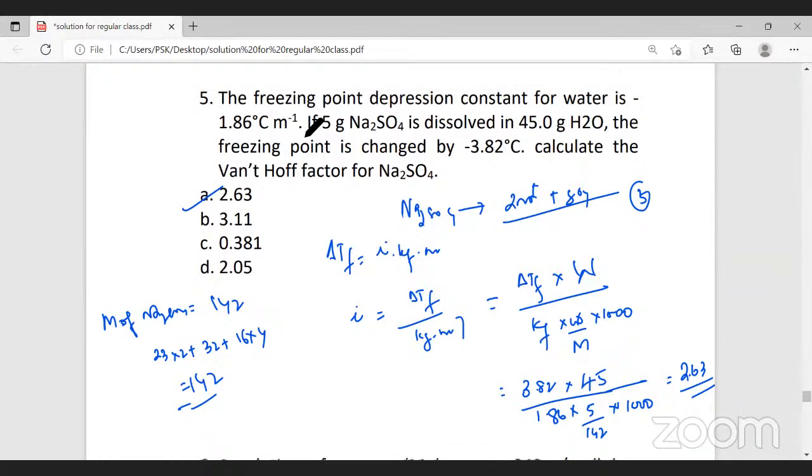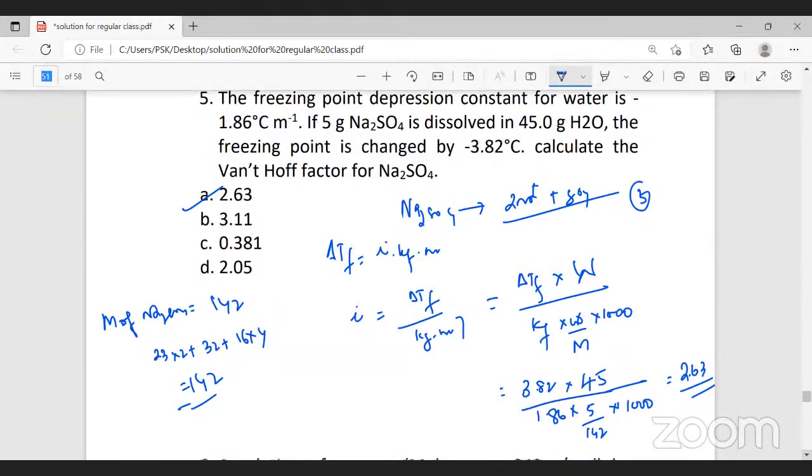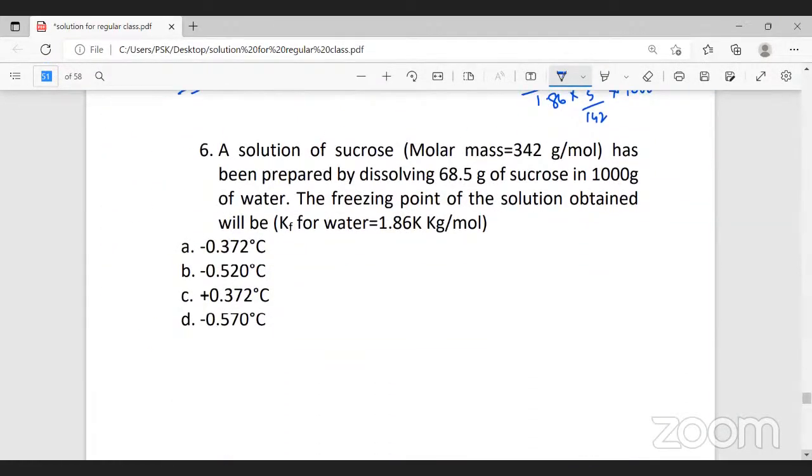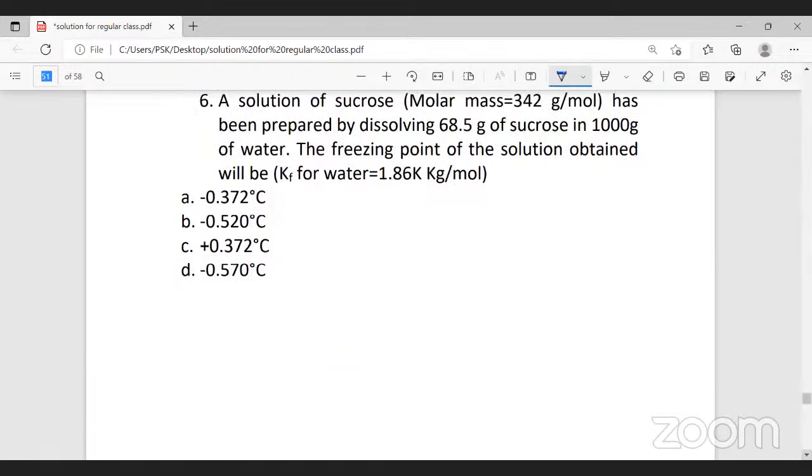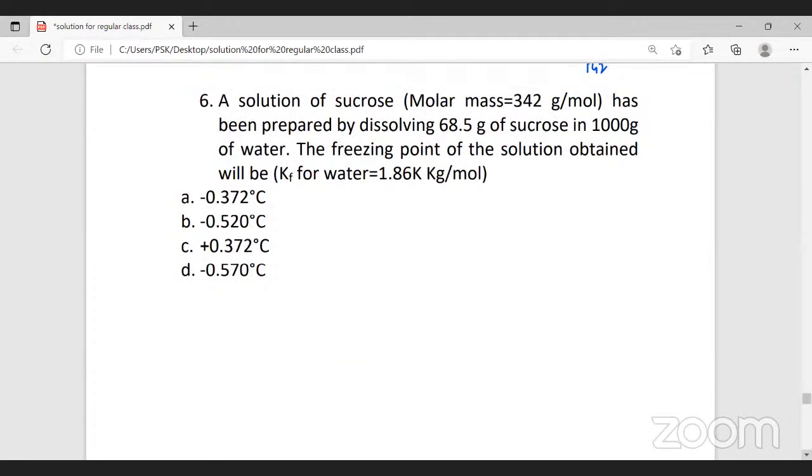Just look at this problem, how to calculate the van 't Hoff factor. Go for the next problem later. Understood this? Yes, sir. The next question. A solution of sucrose with molecular mass 342 has been prepared by dissolving 68.5 grams of sucrose in 1000 grams of water. The freezing point of the solution obtained would be, it's a direct question.